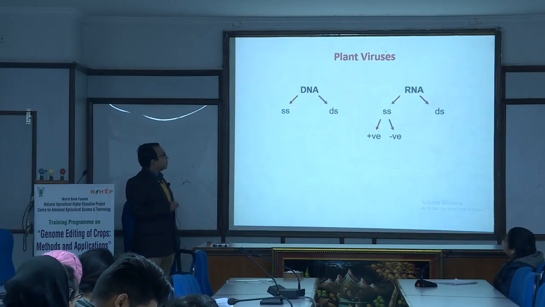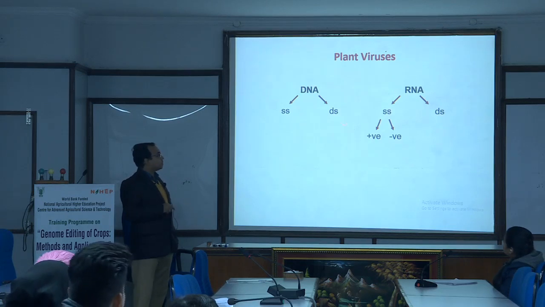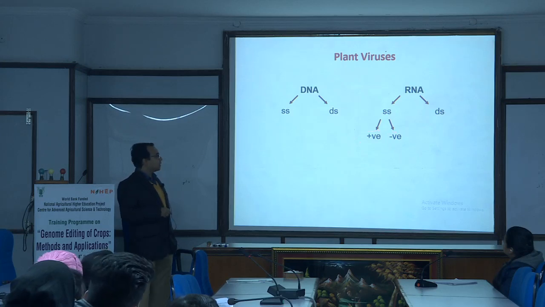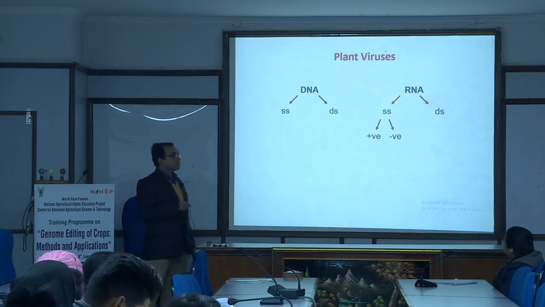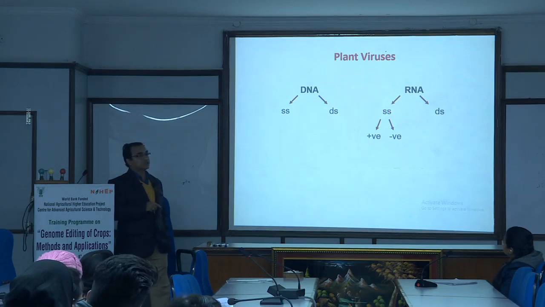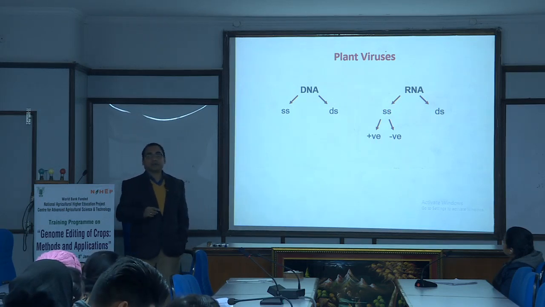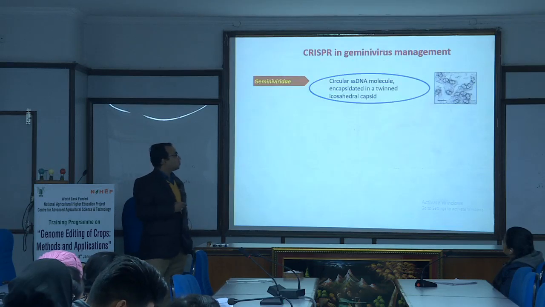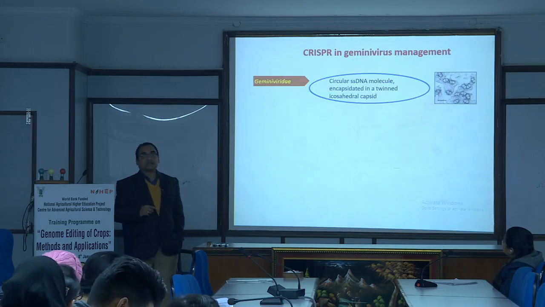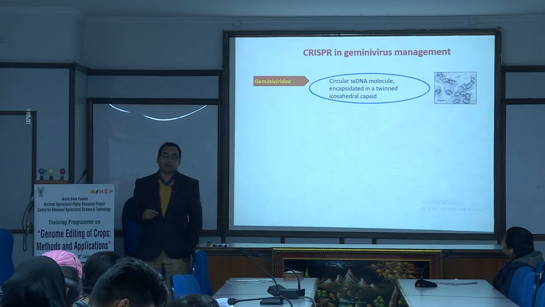As I am telling you, DNA and RNA viruses both have single stranded and double stranded forms. In case of RNA, the single stranded RNA viruses are again divided into two types: positive sense single stranded RNA and negative sense single stranded RNA. So, these are the broad classification of the plant viruses. Among these viruses, the first target for genome editing was initiated with the single stranded DNA viruses.